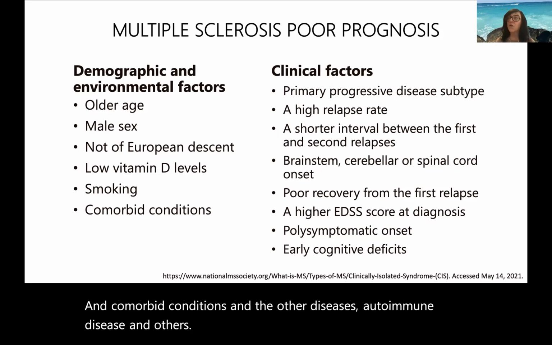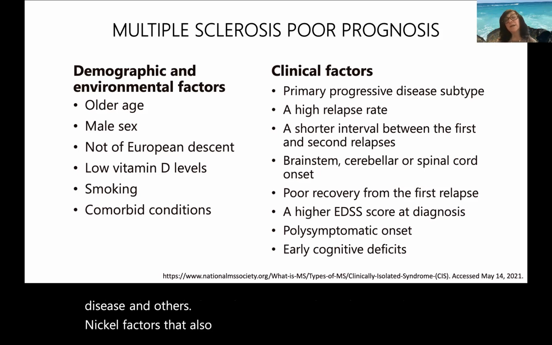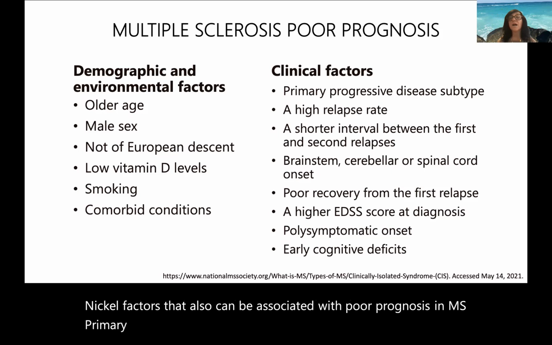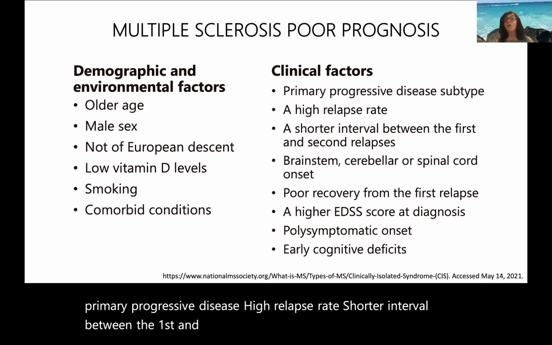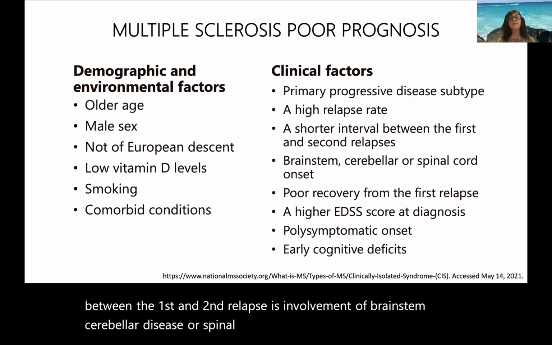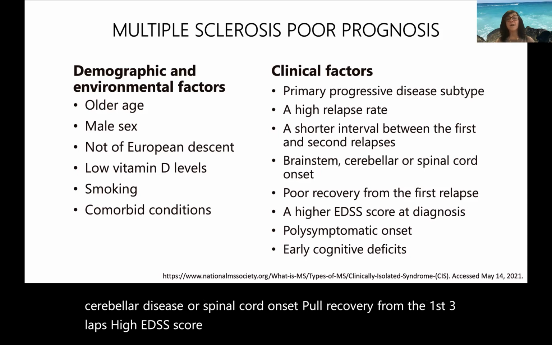Clinical factors that also can be associated with poor prognosis in MS: primary progressive disease, high relapse rate, a shorter interval between the first and second relapses, involvement of the brainstem, cerebellar disease or spinal cord onset, poor recovery from the first relapse, a high EDSS score at diagnosis, polysymptomatic onset, and early cognitive deficits.